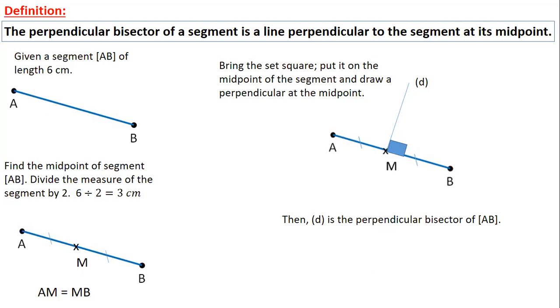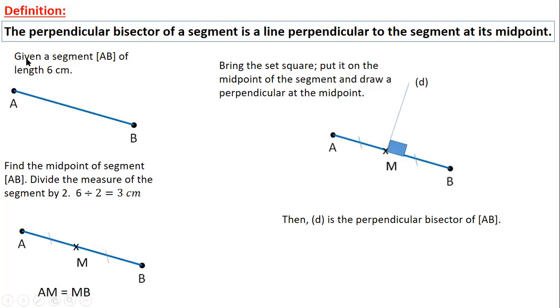So the midpoint of a segment is always, as Lana said, in the middle of the segment. It's a point in half of the segment. So to draw the perpendicular bisector of a segment, we will draw a line perpendicular to the segment at its midpoint. So before we draw the perpendicular, we should know the midpoint. As I said, to know the midpoint of a segment, we divide the measure of the segment by 2.